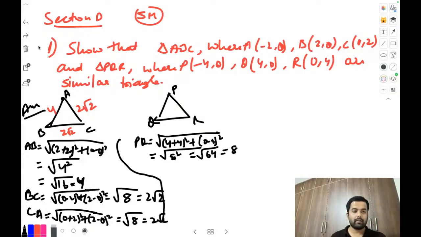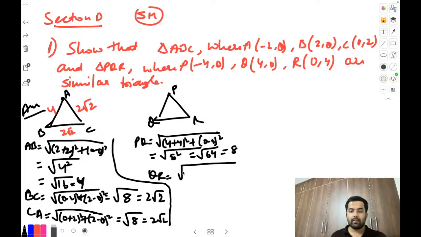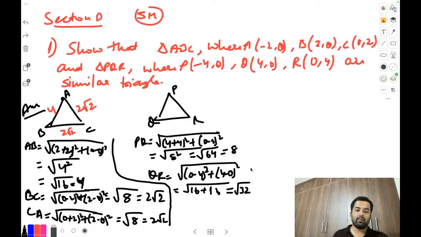Now PQ is done. Now QR. QR will be 0 minus 4 and 4 minus 0. This becomes 16, this becomes 16. So root under 32, and what will the simplified form of 32 be? Just write in the comment section. Root 32, what will come? Short form. And let's find the last one, PR. Everyone just figure it out now.